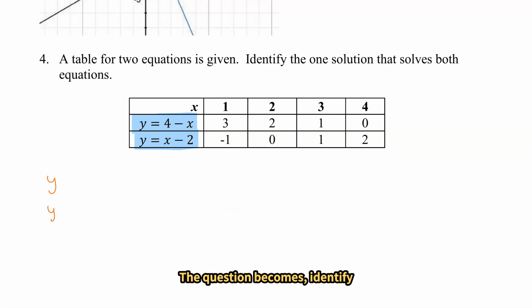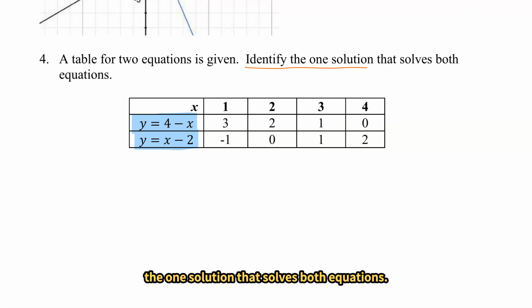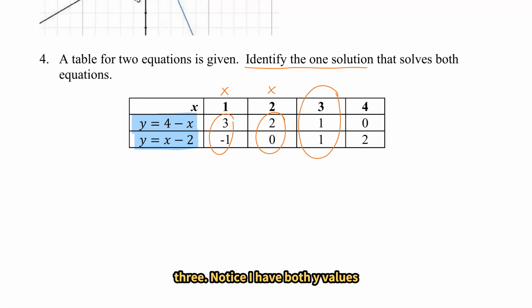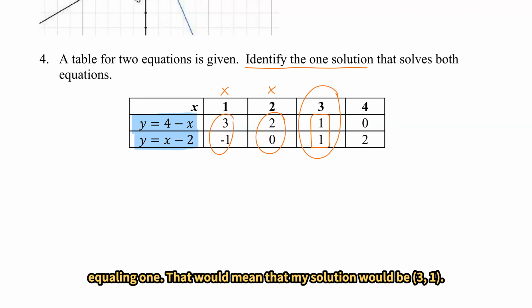Clearing all of this away, the question becomes, identify the one solution that solves both equations. So I'm looking for one ordered pair that's the same for both equations. I see that for the first ordered pair, if x equals 1, I get 2 different y values, so it won't be for x equals 1. Similarly, for x equals 2, I get 2 different y values. But take a look at x equals 3. Notice I have both y values equaling 1. That would mean that my solution would be (3, 1).